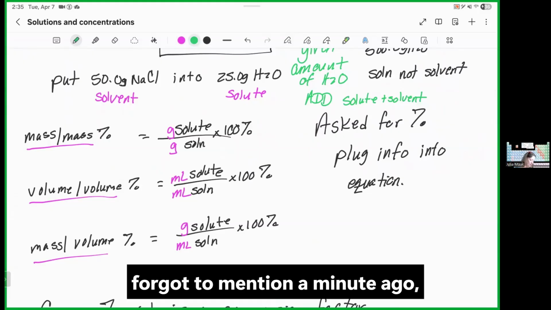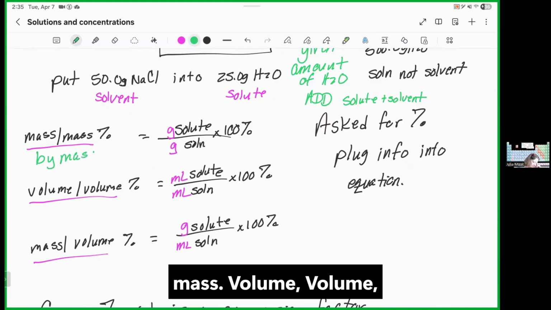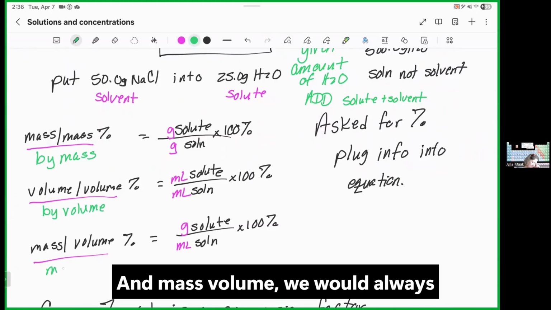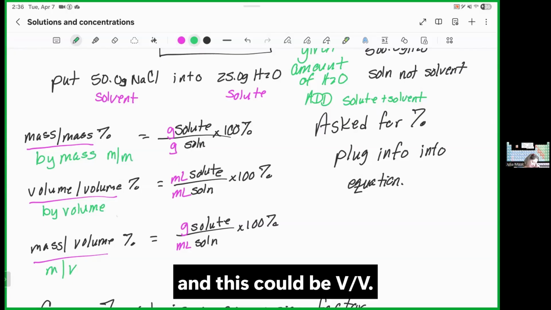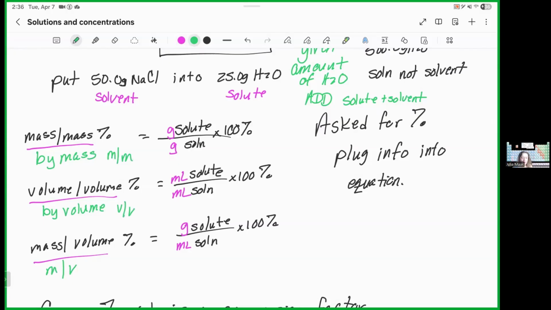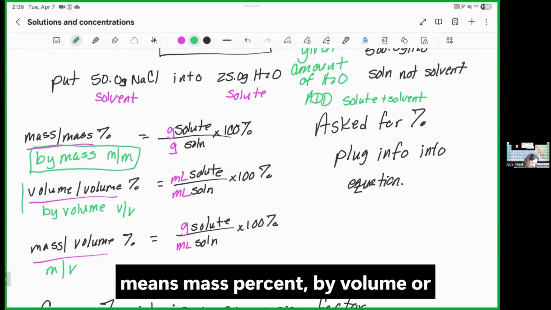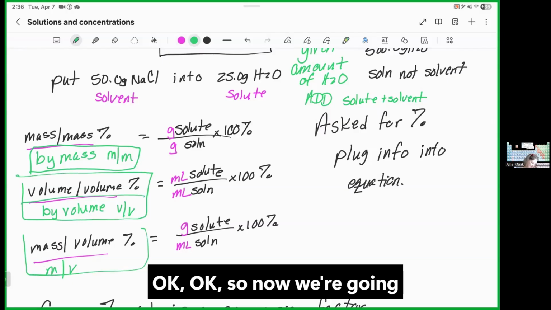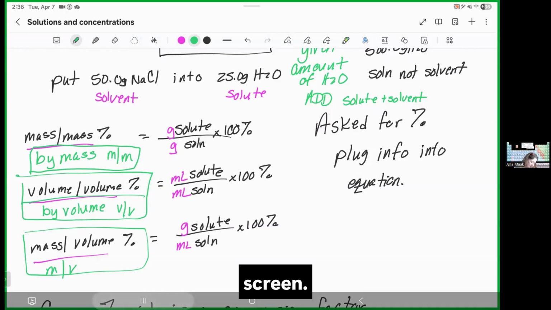I forgot to mention a minute ago, mass, we could say by mass. Volume, we could say by volume. And mass volume, we would always say mass volume, or we would say MV. This could be MM, and this could be VV. So by mass or MM means mass percent. By volume or VV means volume percent. And M over V means mass volume percent. Okay, so now we're going to pop over to that other screen.